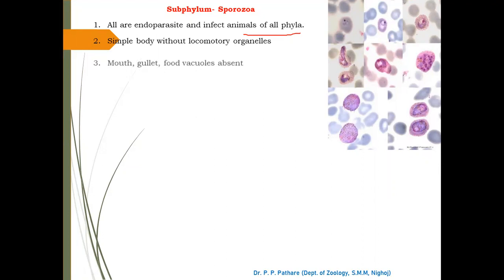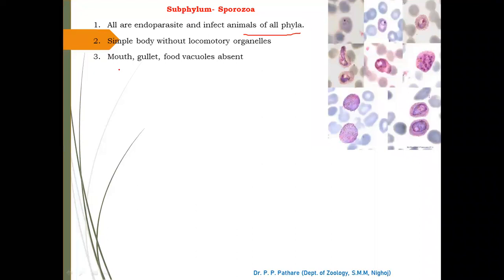Next characteristic, the mouth, gullet and food vacuoles are absent in sporozoans, because these are parasitic in nature, endoparasitic in nature. If your animals are endoparasitic in nature, they never require any locomotory organelles for locomotion, because they are living inside the host animal's body. So if they want to migrate from one place to another, they are not able to migrate. But if their host migrates from one place to another, they can ultimately migrate. Second, it is parasitic in nature, so the mouth and food vacuoles are not required for sporozoan animals.